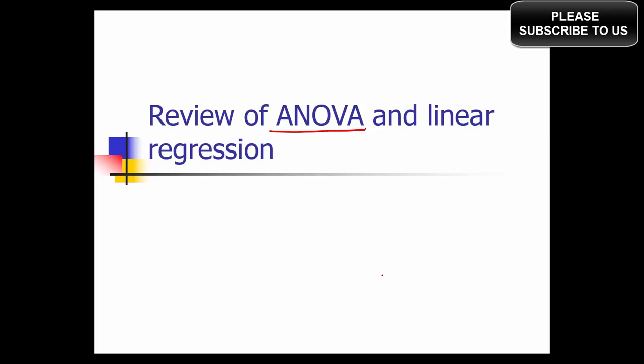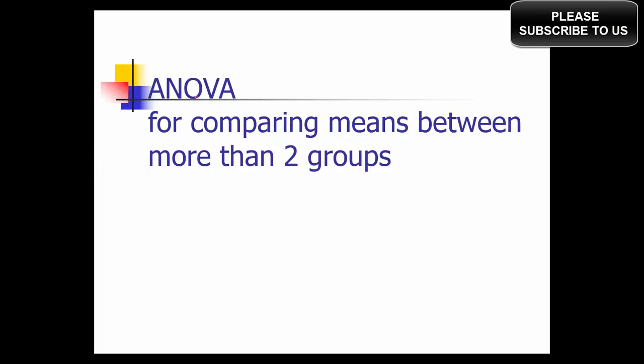Hi, in this video I'm going to talk about what is analysis of variance, in short known as ANOVA. I'll also talk about how it is related to linear regression. So analysis of variance, in short known as ANOVA, is used for comparing means between two or more groups. The important thing to note here is comparison of means.